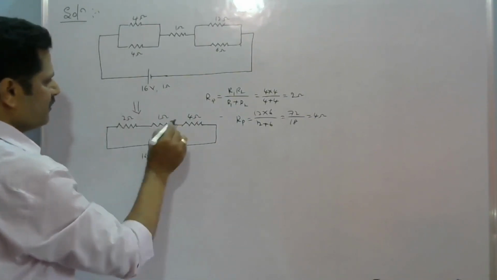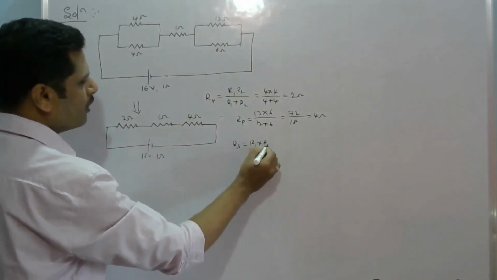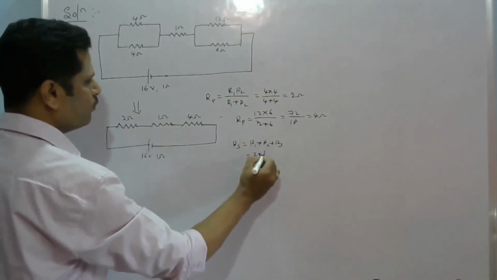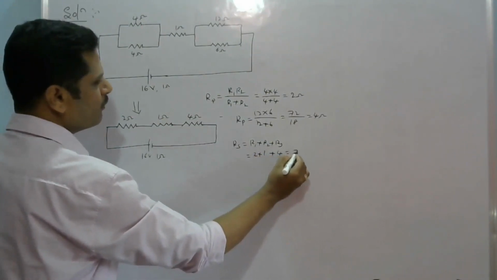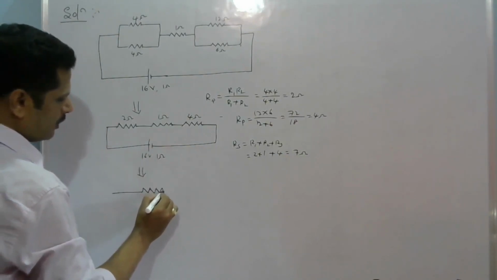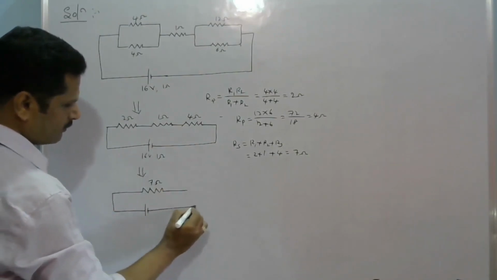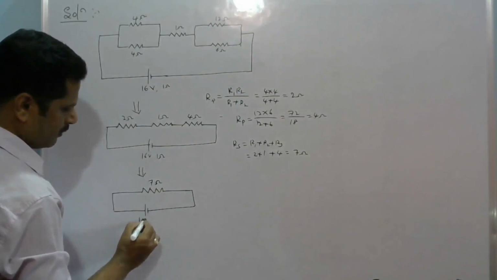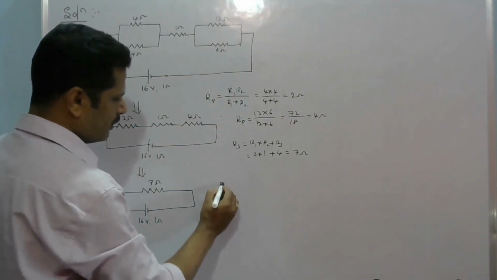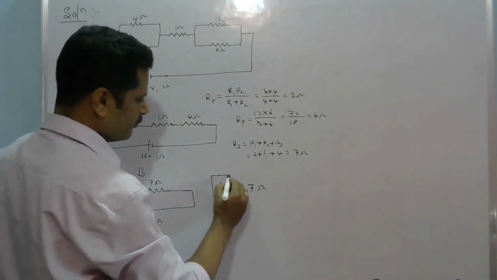Now you know that these three resistors are connected in series. If they are connected in series, we can use the formula R1 plus R2 plus R3. Let me consider 2 as R1, 1 as R2 and 4 as R3, so this becomes 7 ohm. So the equivalent resistance is 7 ohm, which is connected to the external source of EMF 16 volt and 1 ohm resistance. So the equivalent resistance of this network equals 7 ohm. This is the first one.